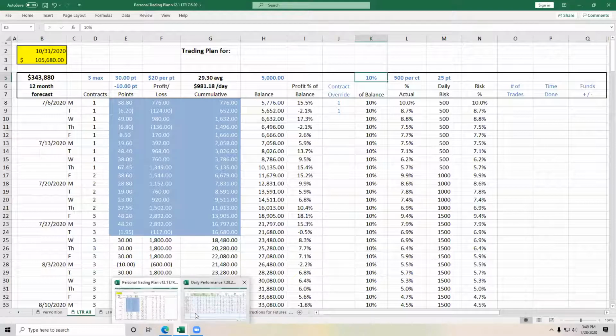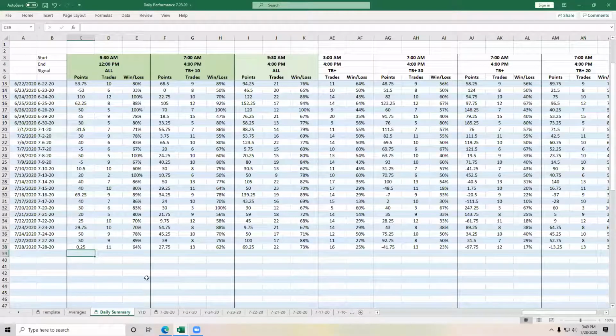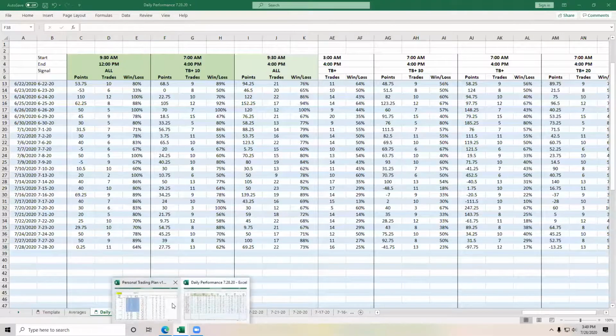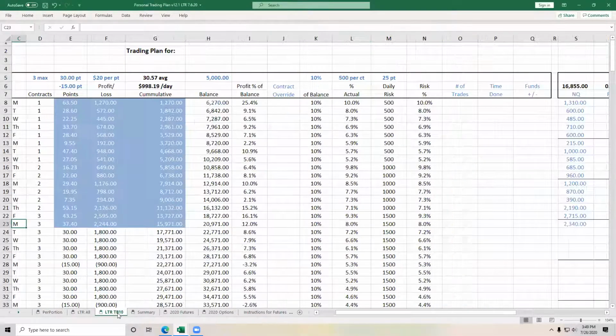So the other category, let me just grab that real quick here, is 27.75 and 13 trades. So we'll go back to our trading plan and we'll choose our other category. So 27.75 times $20 a point is $555. Or we're trading 3 contracts. That's what the trading plan has graduated us up to.